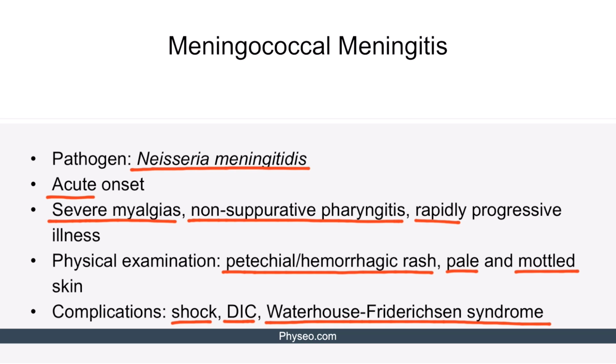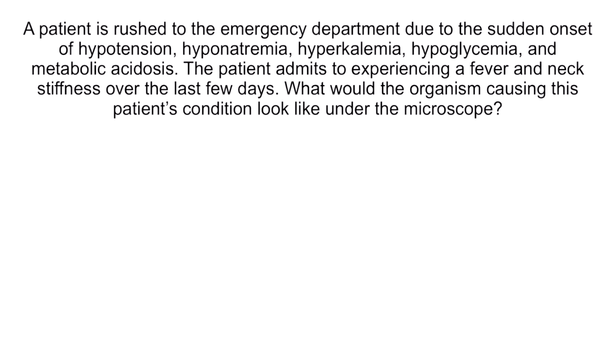Now let's do a question to apply what you've learned so far. A patient is rushed to the emergency department due to the sudden onset of hypotension, hyponatremia, hyperkalemia, hypoglycemia, and metabolic acidosis. The patient admits to experiencing a fever and neck stiffness over the last few days. What would the organism causing this patient's condition look like under the microscope? Now feel free to pause the video as you consider the question.